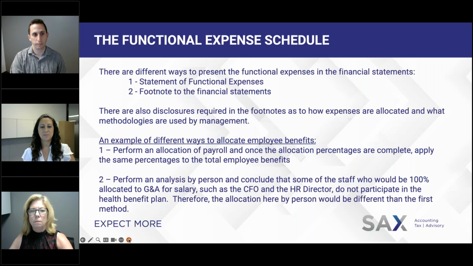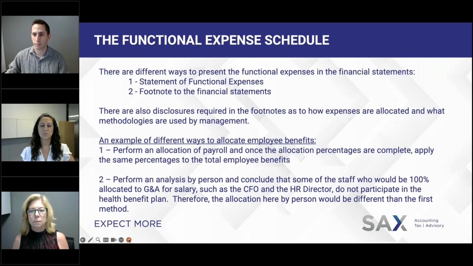And so on the next page, there are some different ways to present the functional expenses in the financial statements. And again, this is from the accounting guidance. You've got a statement of functional expenses. I think this is what we see most often. You have on a financial statement for a nonprofit organization, your statement of financial position. You've got your statement of activities. And then you also have a statement of functional expenses, because usually there's a lot of detail on there.